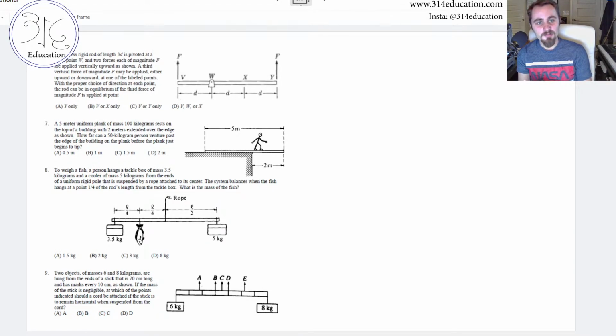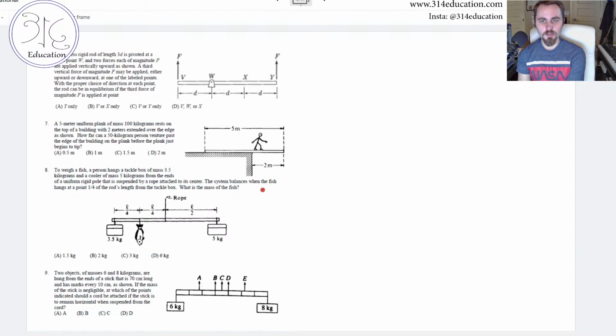So we've got a massless rigid rod of length 3d pivoted at a fixed point W, right up here. Two forces, each of magnitude F, are applied vertically upwards as shown. A third vertical force of magnitude F may be applied either upwards or downwards at one of the labeled points. With a proper choice of direction at each point, the rod can be in equilibrium if the third force is placed where?